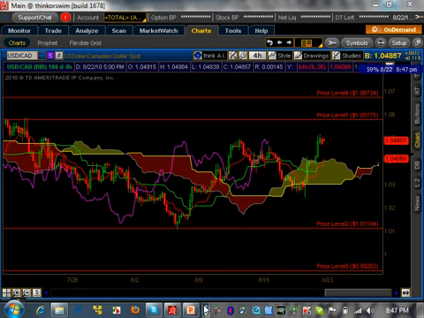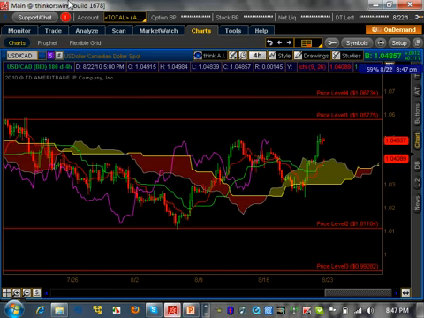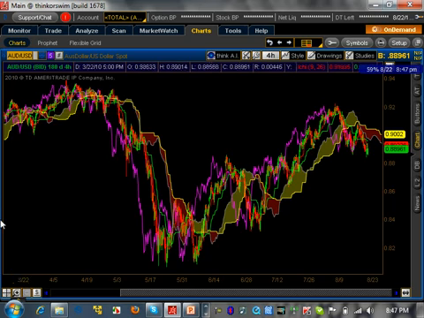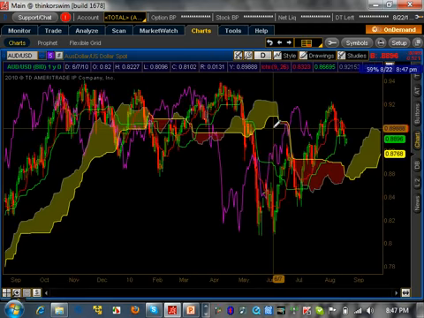Let's see what other currencies we're going to look at. We looked at the USD CAD, now the Australian USD. Let's go look at the Australian USD. If you look at the Australian USD, this is the 4 hour, so you could tell it's bearish. Let's look at the daily.